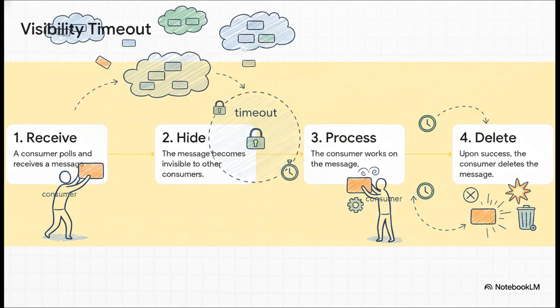So let's talk about a really clever SQS feature, the visibility timeout. This is how SQS stops two different workers from grabbing and processing the exact same message at the same time. Here's the flow. Number one, your worker polls the queue and receives a message. But SQS doesn't delete it right away. Instead, step two, it just makes it invisible to everyone else and starts a timer. That's the visibility timeout. Step three, your worker has that amount of time to process the message. And finally, step four, if it succeeds, it tells SQS, I'm done, you can delete it now. If it crashes or fails, the timer runs out, the message becomes visible again, and another worker can pick it up. It's a fantastic system for preventing duplicate work.